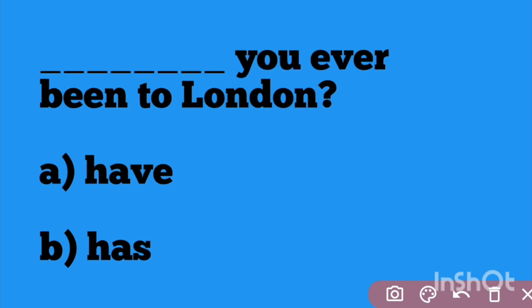Blank space, you ever been to London? Friends, here you can see there is a question mark. So obviously it is an interrogative sentence. And friends, here you can see we have written the verb's third form. So been is the past participle form of the verb be. Be is the base form and been is the past participle form of the verb be.